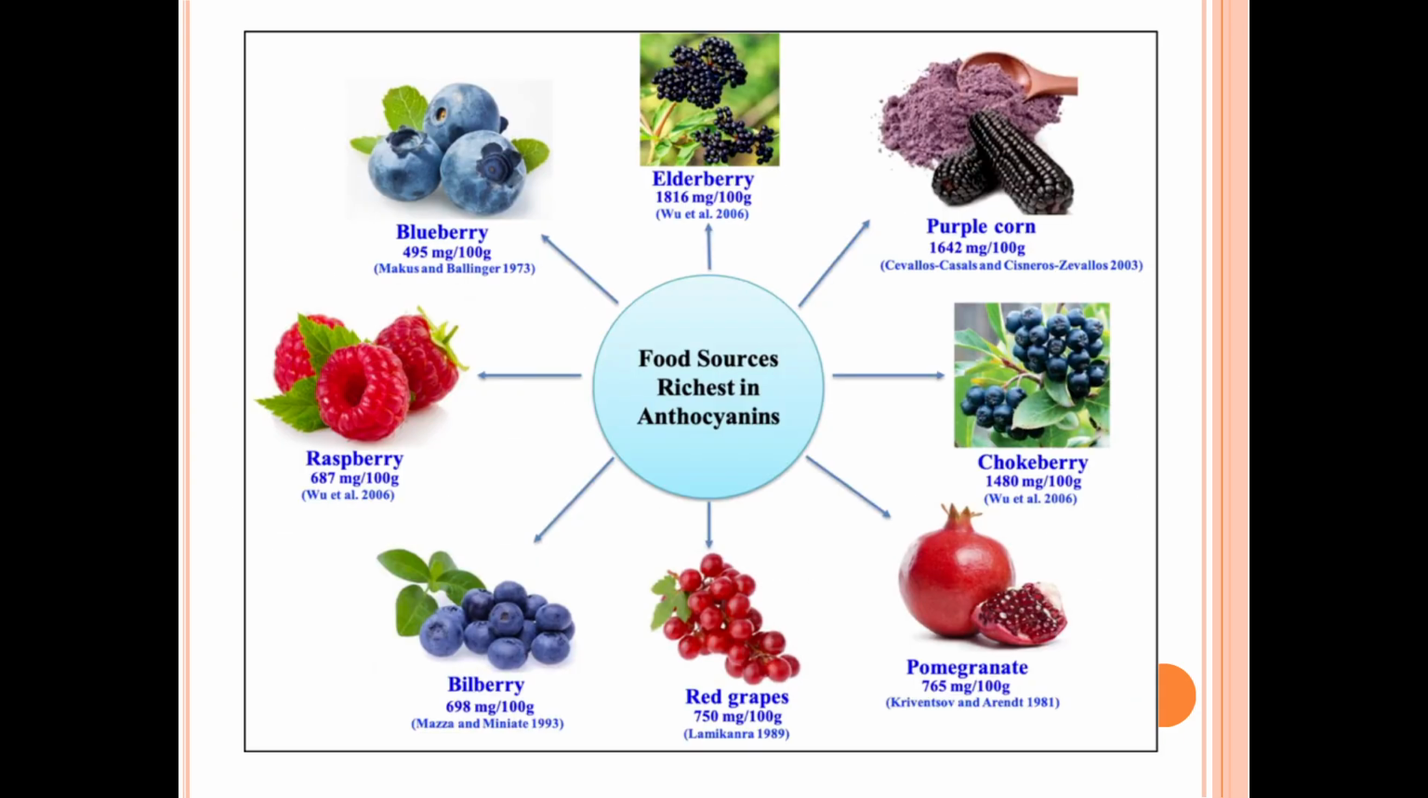This graphical representation shows the food sources which are rich in anthocyanin: bilberry, red grapes, pomegranate, chokeberry, purple corn, elderberry, blueberry and raspberry. The highest anthocyanin content is present in elderberry, that is 1816 milligram per 100 gram, whereas the lowest amount, 495 milligram per 100 gram, is present in blueberry. If the color is very dark, the anthocyanin pigment is high. If the color is very light, the anthocyanin pigment is also reduced.